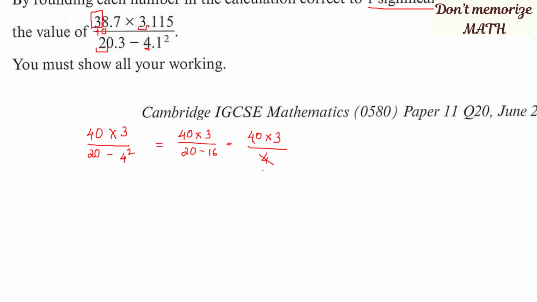It is 10. Or 40 and 4, both of them are multiples of 4, right? So 4 divided by 4 will become 1. 40 divided by 4 became 10. Okay, we divided both of them by 4. So 10 times 3 is 30. So the answer is 30 here. Okay, I hope this is clear for you.